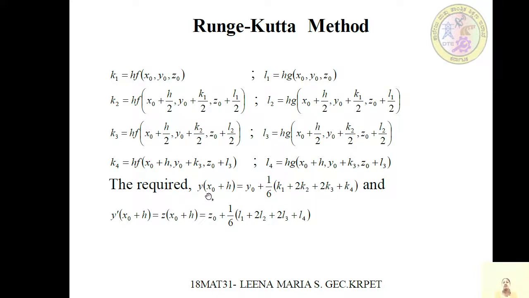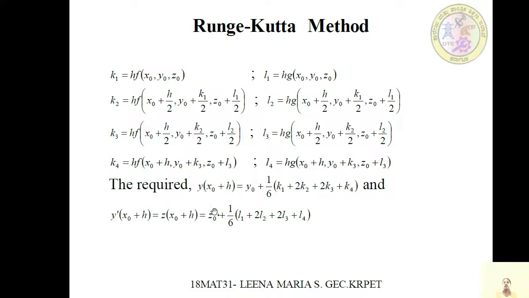On substituting this, y of x naught plus h is equal to y naught plus 1 by 6 times k1 plus 2 k2 plus 2 k3 plus k4. Substituting the values of k1, k2, k3, k4, we get the value of y of x naught plus h. Similarly, y dash of x naught plus h, which is z of x naught plus h, is equal to z naught plus 1 by 6 times L1 plus 2 L2 plus 2 L3 plus L4. On substituting the values of L1, L2, L3, L4, we get the value of z of x naught plus h.